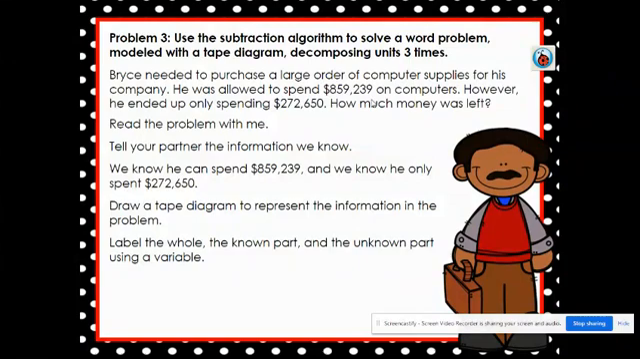So I'm drawing a picture, and I'm drawing it with that being the big number, the total amount. And then the little part that we know he spent, it says, however, he ended up only spending $272,650. Wow, he was really lucky.